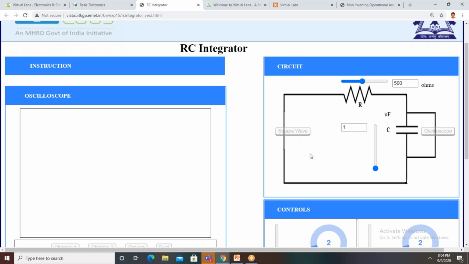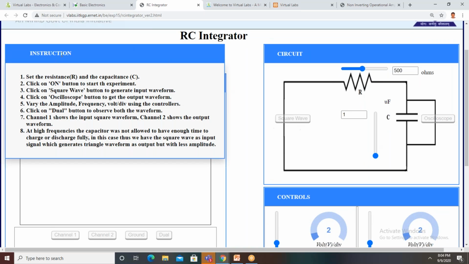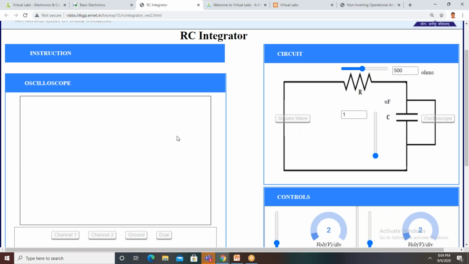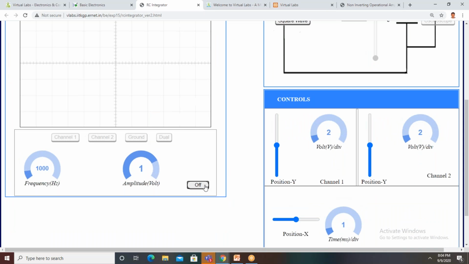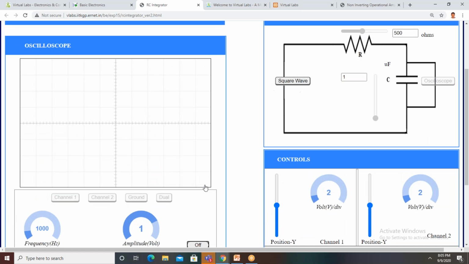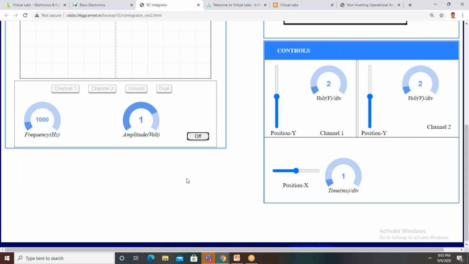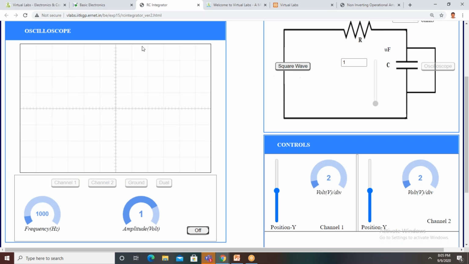Then click on the button to start the experiment. So where is the on button? Anyone? This is the on button. Once you click on this on button, this is your CRO, cathode ray oscilloscope. This is channel 1, channel 2, ground, and dual channel. We can operate in channel 1 only, or channel 2, or both channel 1 and channel 2. That is nothing but dual channel, just like your laboratory CRO.